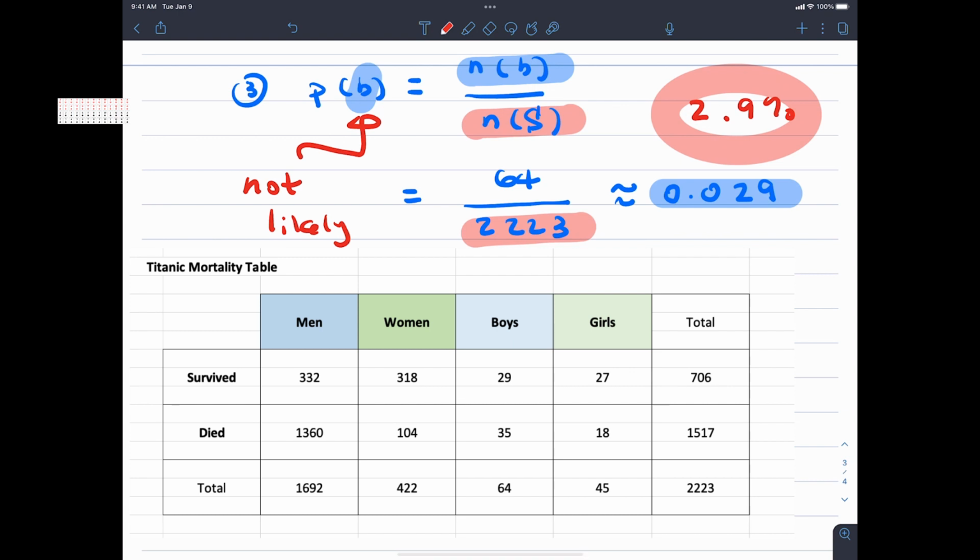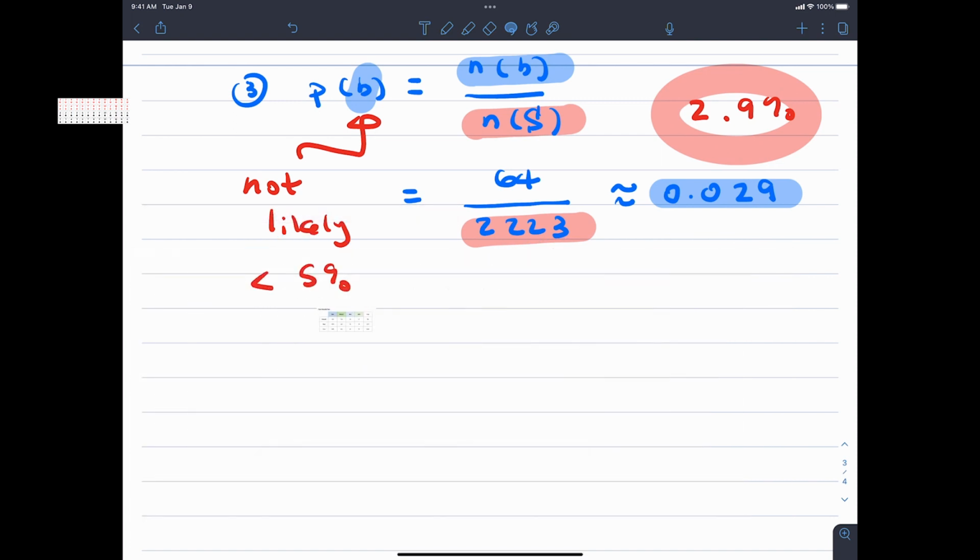So if that probability is less than 5%, we can say, I'll put that phrase over here. If it's less than 5%, it's not likely you'll select a boy at random. It's under 5%.